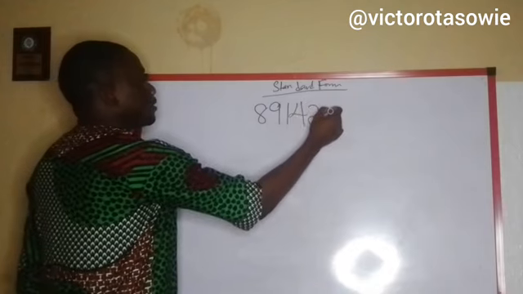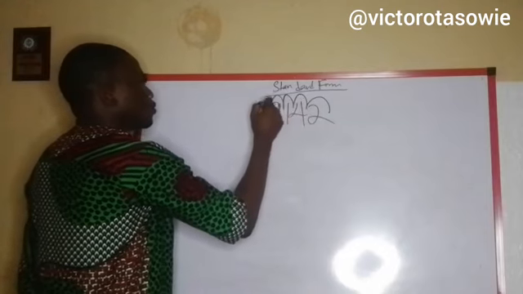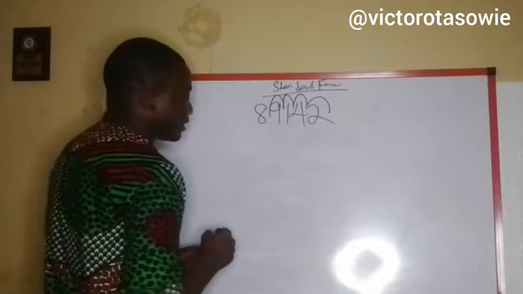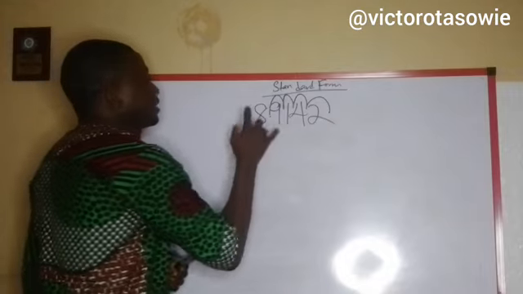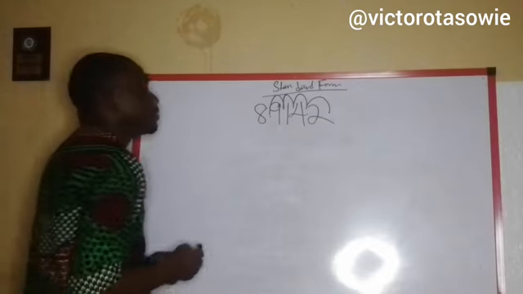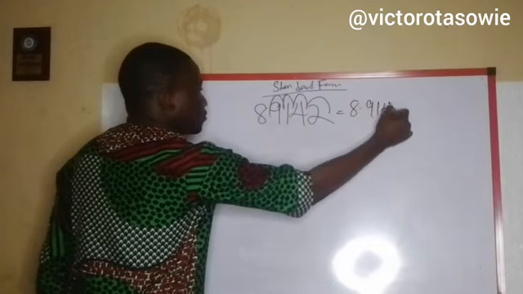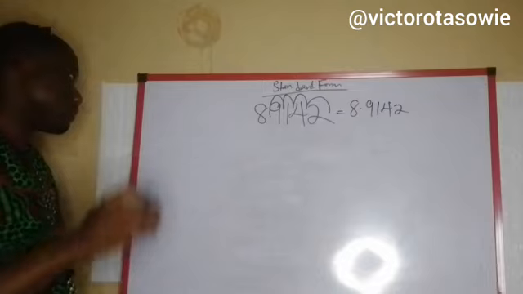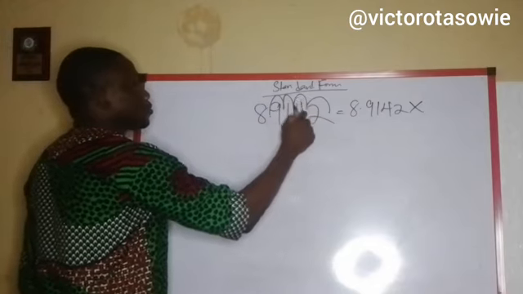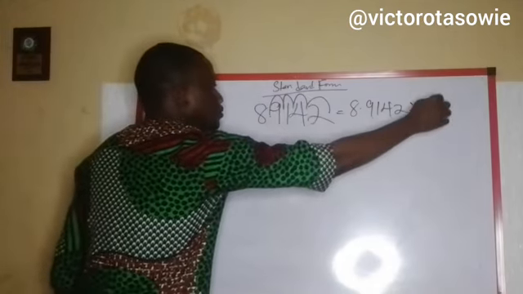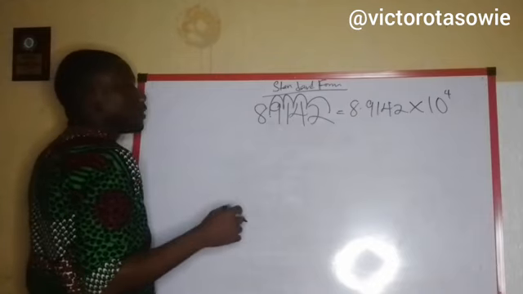And you move the decimal point 1, 2, 3, 4. So it's going to stop here because I told you that it has to be less than 10. So 8.9 is less than 10. So we'll now come here and say 8.9142 times, how many times are we moving? 1, 2, 3, 4, times 10 raised to power 4, because we moved our decimal point 4 times.